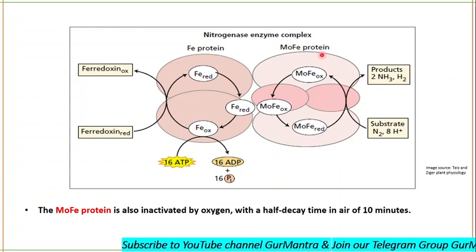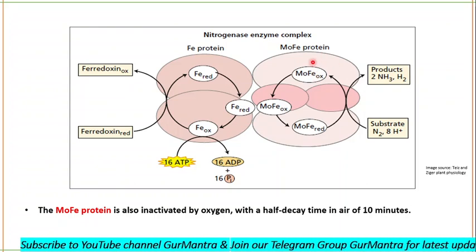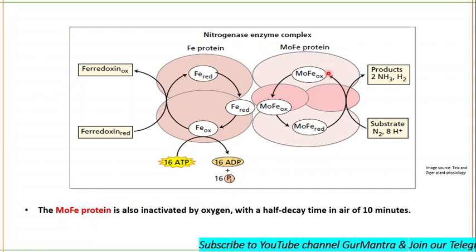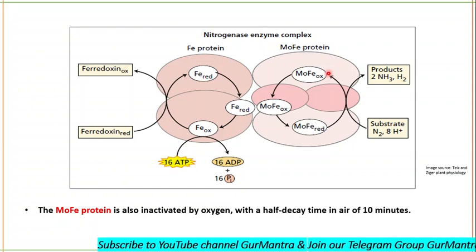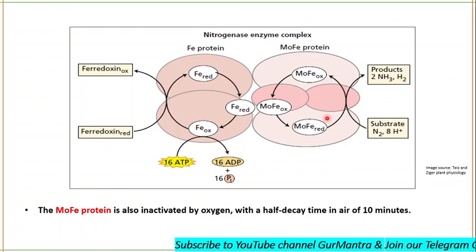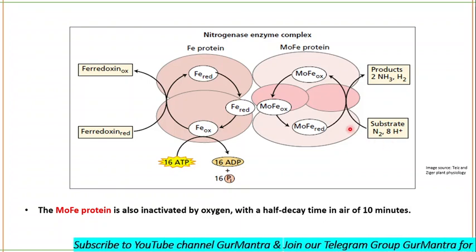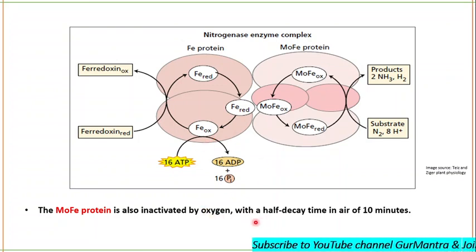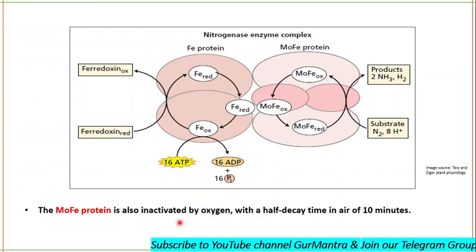Okay, but one thing you should remember: the molybdenum iron protein is inactivated by oxygen, and the half decay time in air is about 10 minutes. Remember this, that molybdenum iron protein can be inactivated by oxygen. If this protein is unable to perform its function, there will not be any fixing of nitrogen into ammonia. Remember this point. You will understand many points in the next slides if you remember this point.